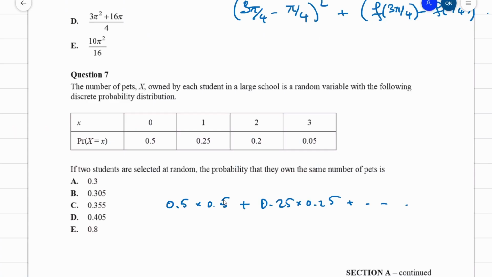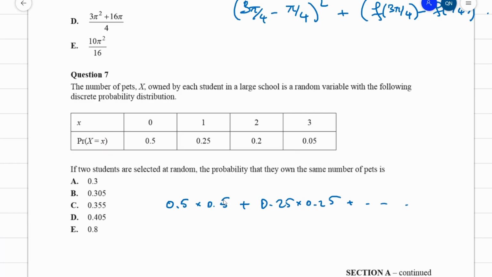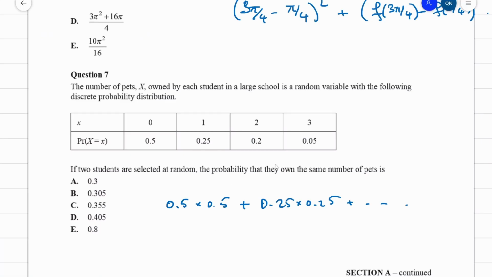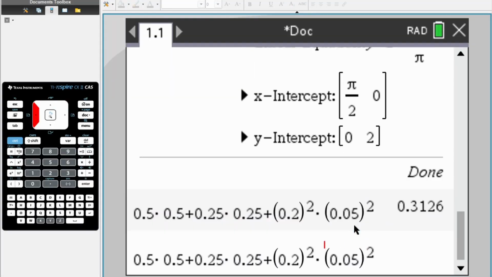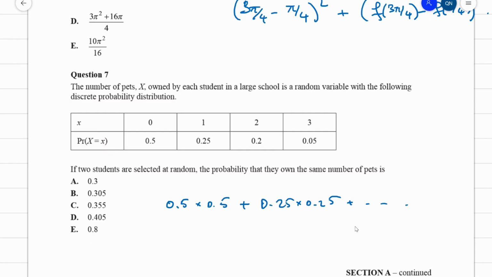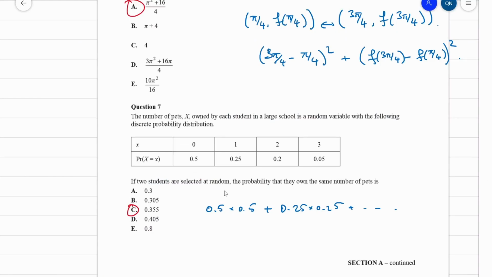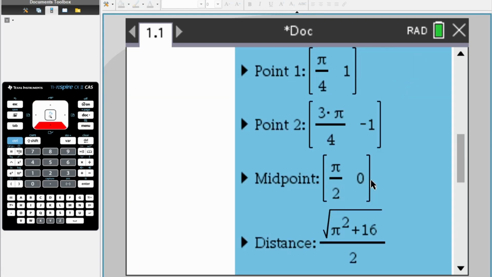0.5 times 0.5 plus 0.25 times 0.25 plus, actually I just realized I can just do squared. Why am I not doing that? And then plus 0.05 squared. That's not right because I did multiplication here, silly me. That should be 0.355, so that's going to be option C. Okay, I knew something was wrong there because that wasn't appearing in the answers at all. So let's forget about that row there.